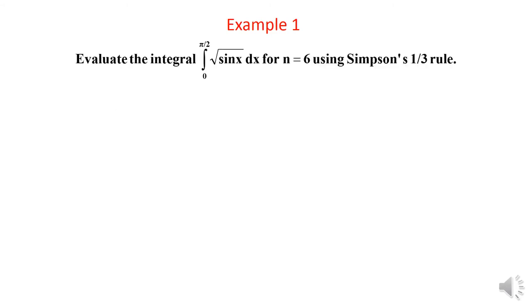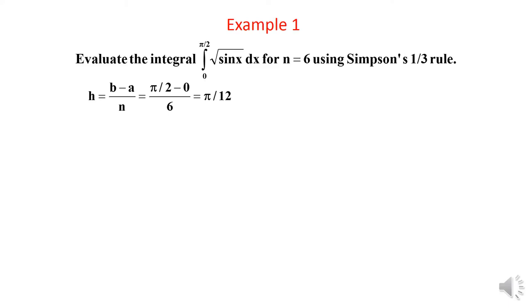Let's have one example. Here the example is: evaluate the integral from 0 to pi by 2 of root sin x dx for n is equal to 6 using Simpson's 1 by 3 rule. It means n takes values 0, 1, 2, 3, 4, 5, 6, 7 points are there, and h is equal to (b minus a) by n, which is equal to (pi by 2 minus 0) by 6 is equal to pi by 12.